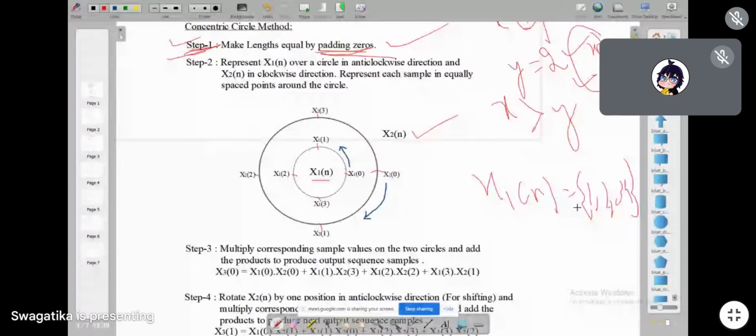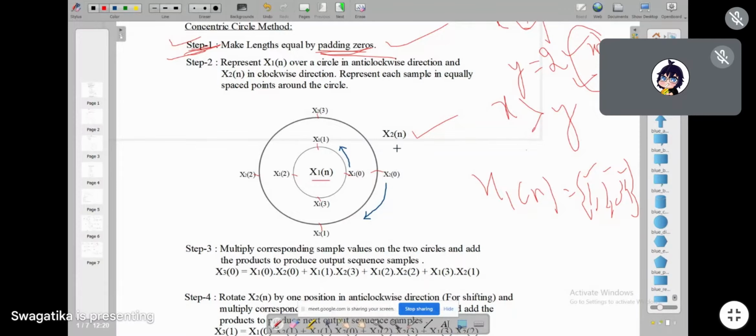So how will you arrange these samples here in x1 of n? There is some indication: the innermost circle is the x1 of n. For the innermost circle, you have to arrange in anti-clockwise direction x1 0, x1 1, x1 2, then x1 3, sample number 0, 1, 2 and 3. Now for x2 of n, it will be in clockwise manner: x2 0, x2 1, x2 2 and x2 3. Clear? Clear or not?